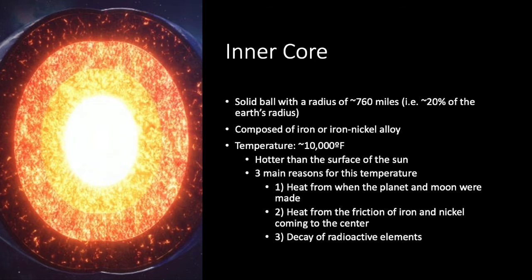So what are the main reasons for this really hot temperature? Well, the first is that there's still a lot of heat captured at the center of the Earth from when the planet and the moon were made, right? From that collision of whatever celestial body it was into planet Earth that created the moon. Second, there's a lot of heat that's generated from the friction of the iron and nickel coming to the center of the Earth and rubbing up against each other. So that generates a lot of heat that gets captured down at the center of the Earth. And then the third way that we see a lot of heat at the center of the Earth is potentially from the decay of radioactive elements.